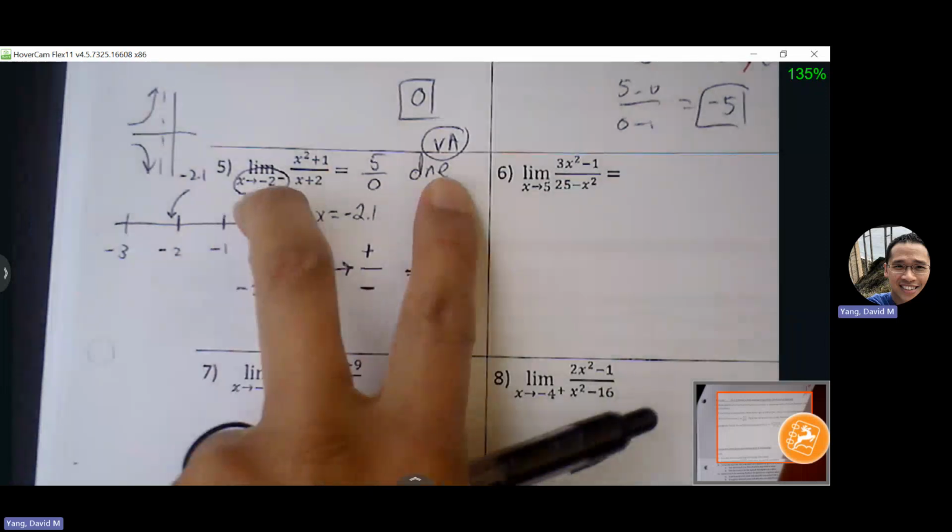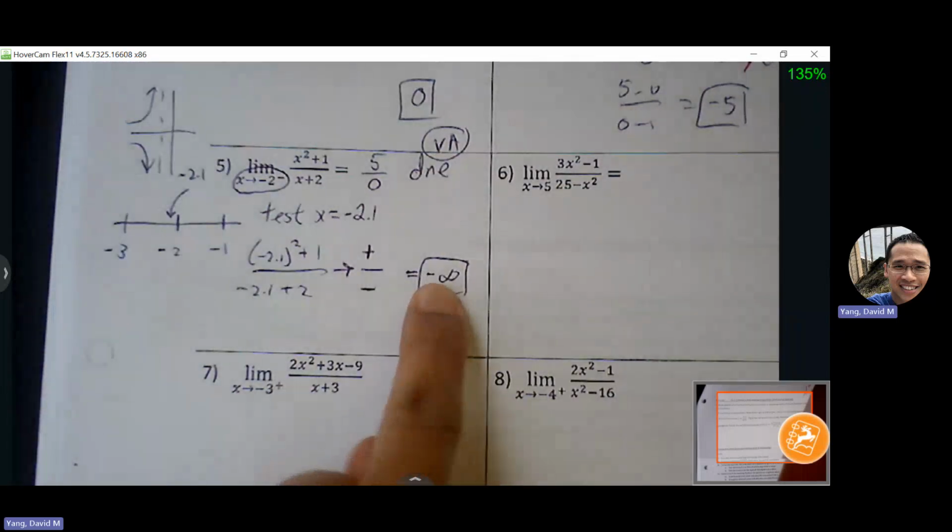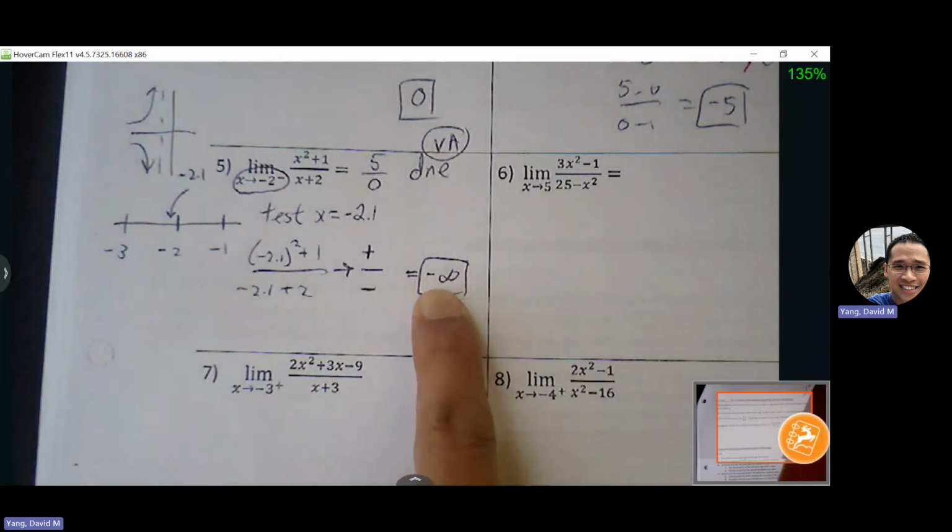The movement towards the asymptote from the left side is headed down to negative infinity. It's not asking for the full limit. It's only asking for the one-sided limit.